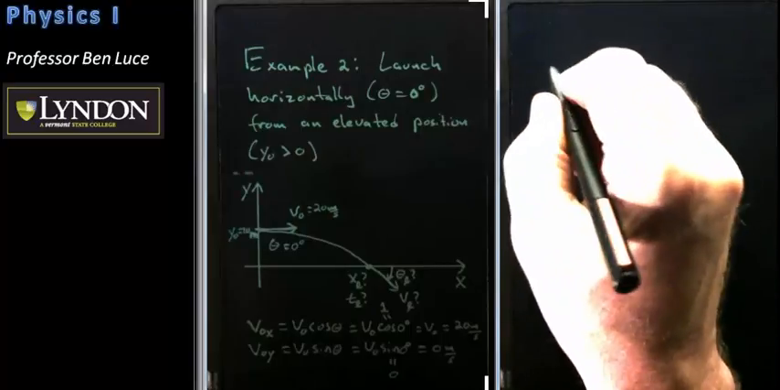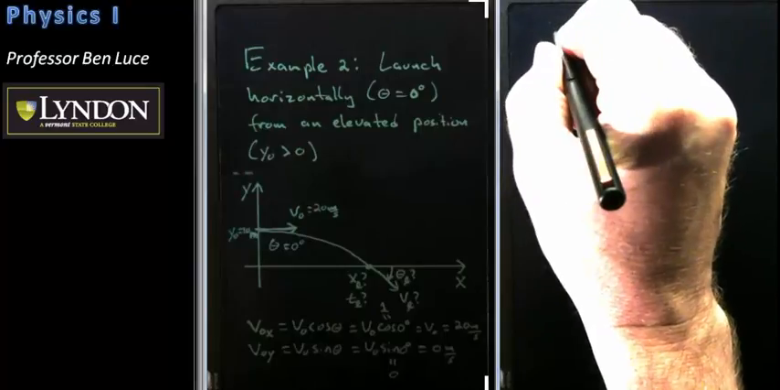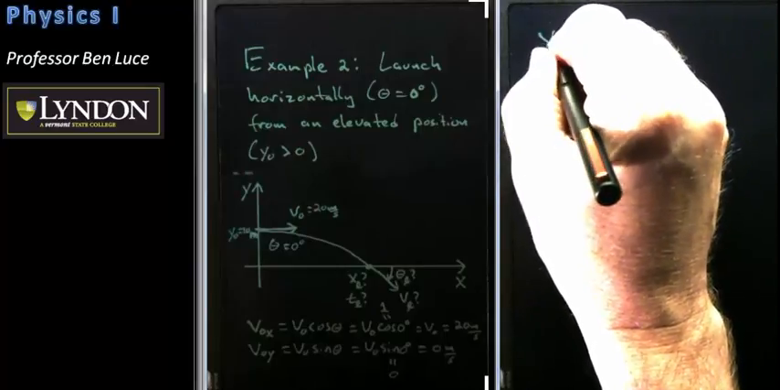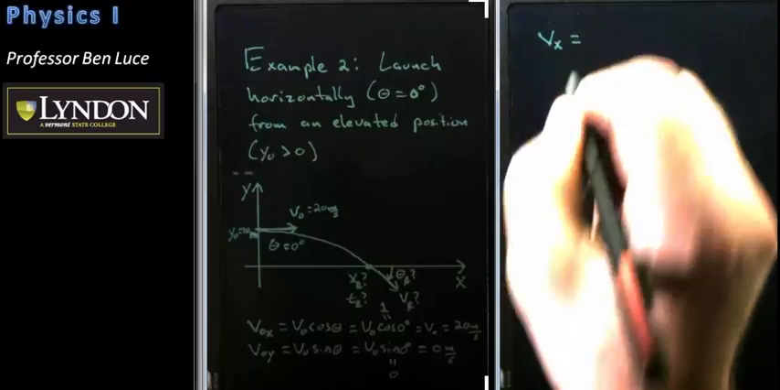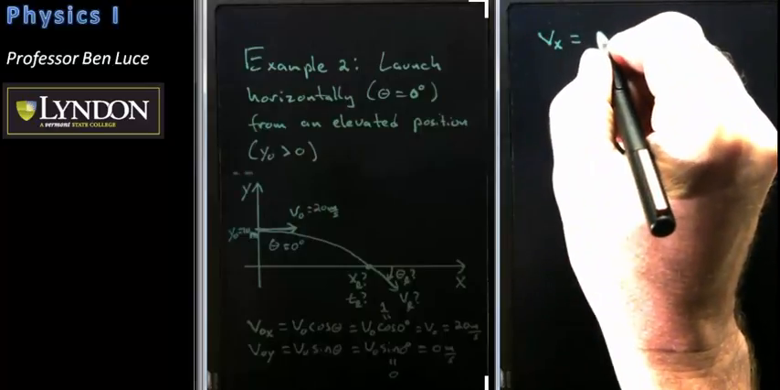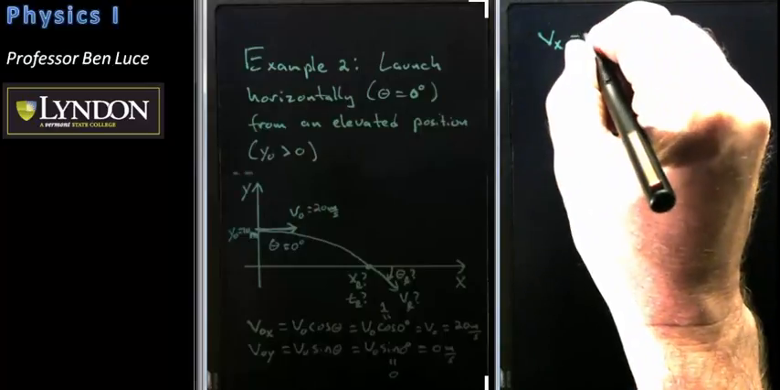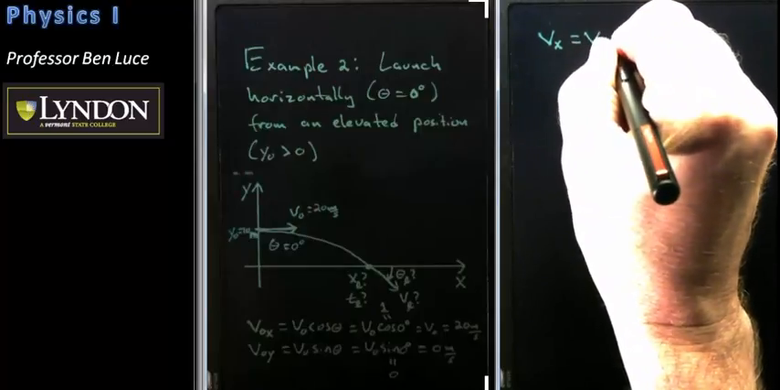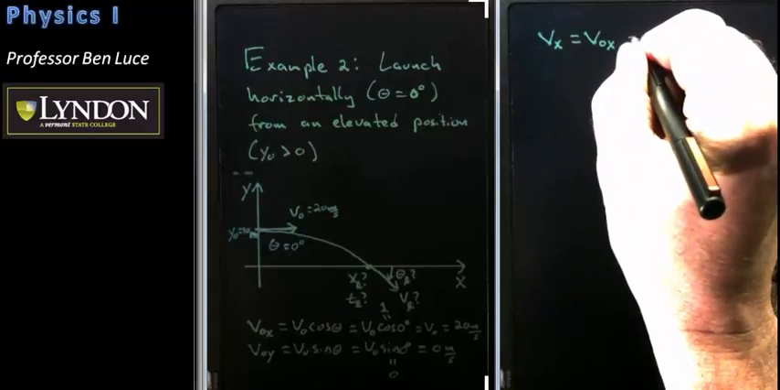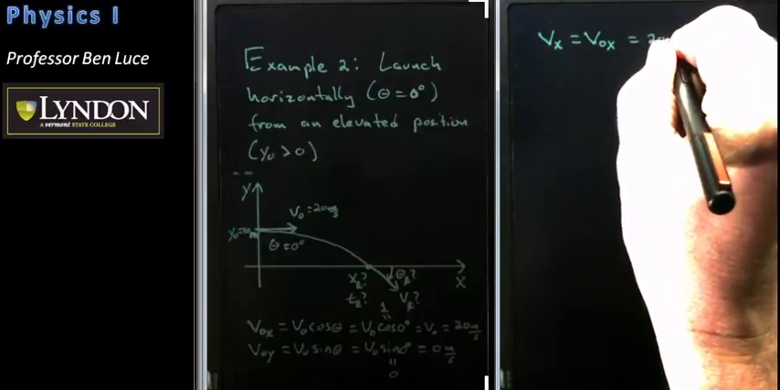We now proceed to write down our equations for x, vx, y, and vy. Let's start with vx. That is the x component of the velocity. Here, as always, because there is no acceleration in the horizontal direction, vx again will remain fixed at v naught x. And in fact, we know right away what that is. That's 20 meters per second.